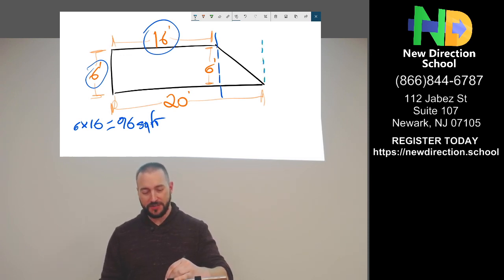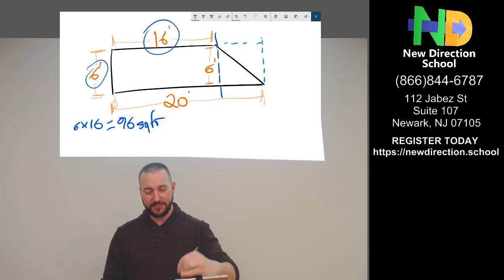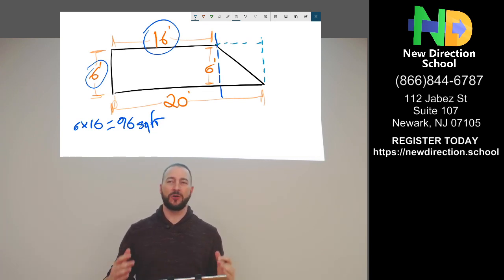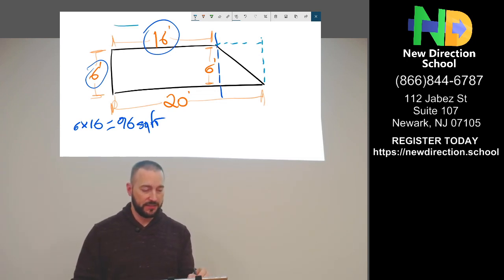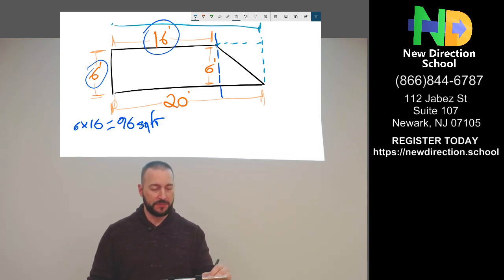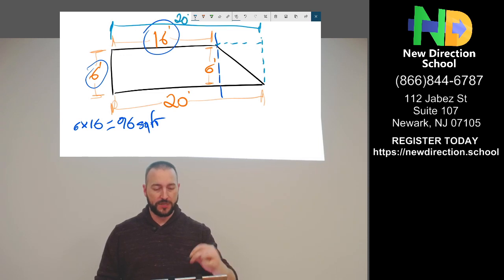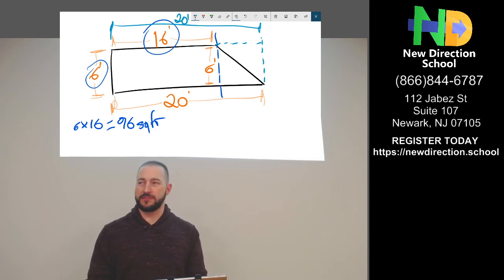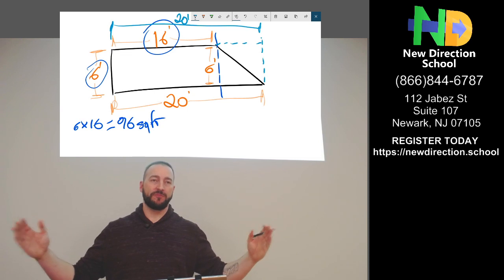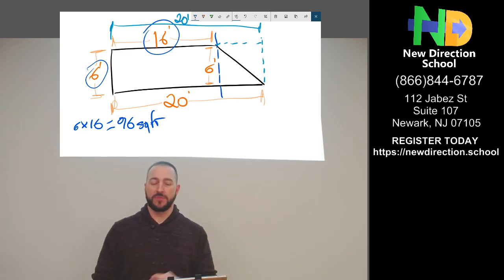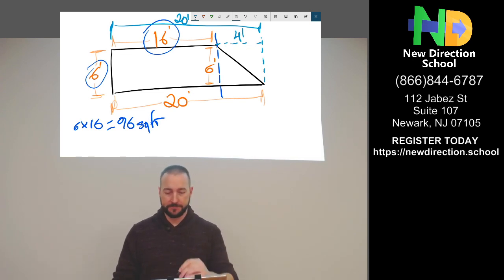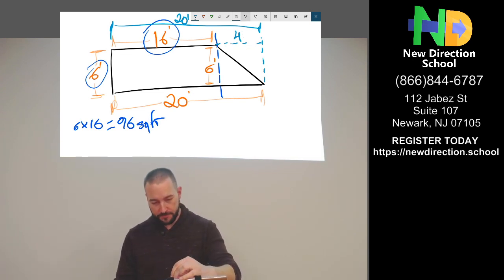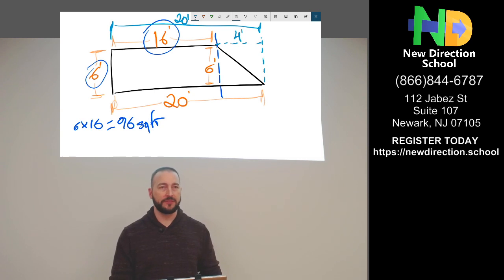If we close the box, like I said earlier, when there's a triangle, just close the box. If you were to close the box, then the length of this thing would have been the same as the bottom, which is 20. So what is missing between what it could have been and what it is? 4 feet. Right? 4 feet.